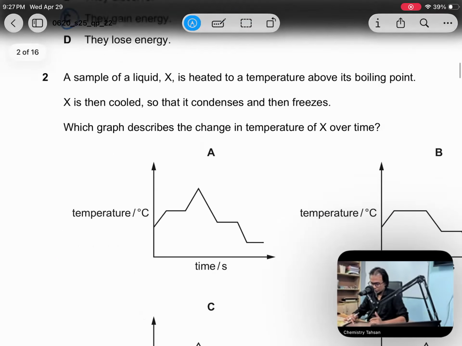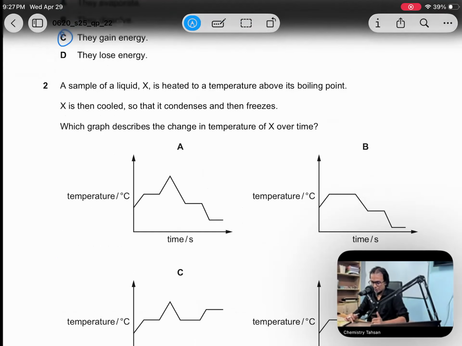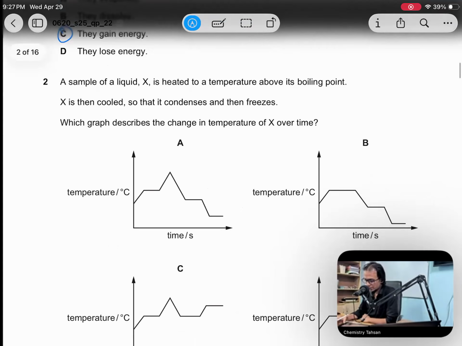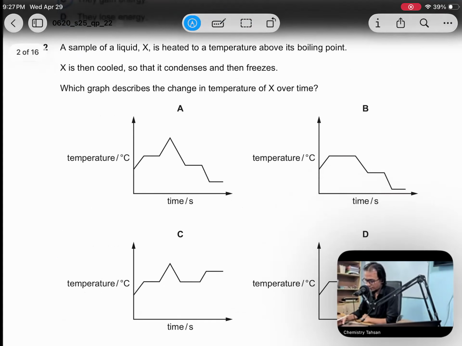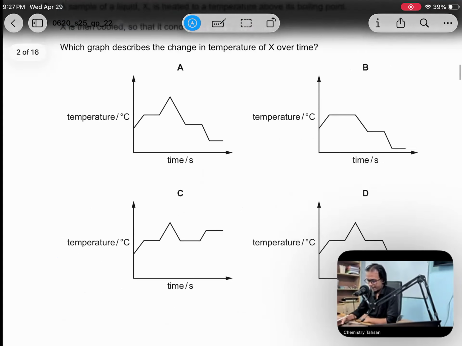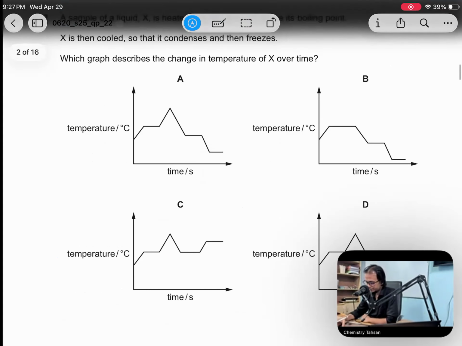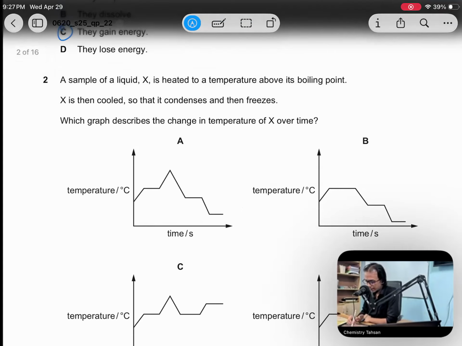Second, see, a sample of liquid X is heated to a temperature above its boiling point. X is then cooled so that it condenses and then freezes. Which graph describes the change in temperature of X over time? So change in temperature and time. See, so they are asking a sample of liquid X is heated to a temperature above its boiling point.